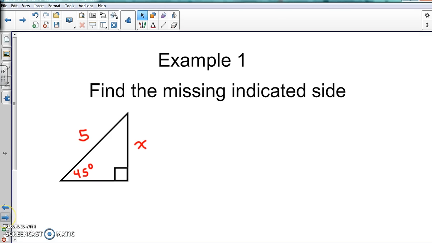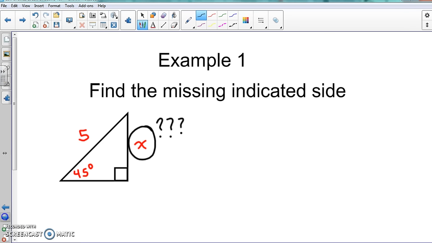Just right triangle stuff right now. So here, for example 1, all we're going to do is find the missing side. Whenever the missing side is one that's blank or has a variable on it, that's the side we're looking for. So let's go ahead and find that.